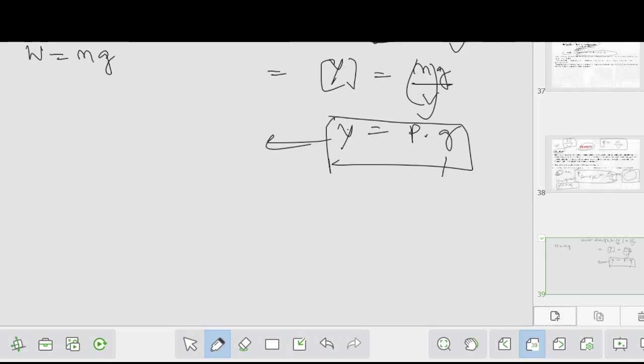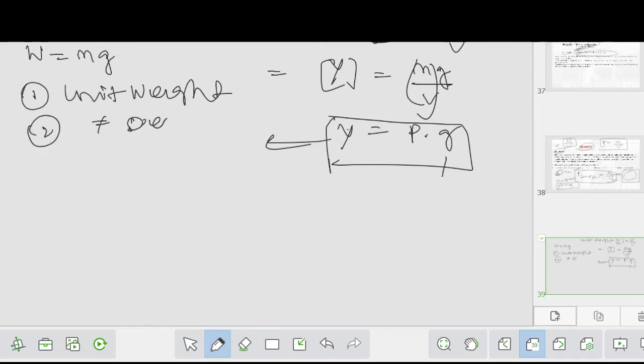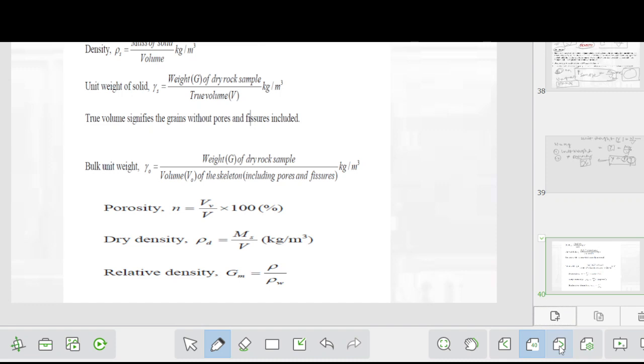In some examinations, you will find unit weight given. That is not the same as the density. Unit weight is weight per unit volume, but density is mass per unit volume. Unit weight means if you multiply density with acceleration due to gravity, it is called unit weight. Clear? So density is the mass of solid by volume.